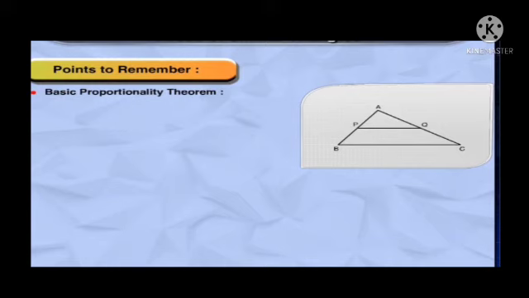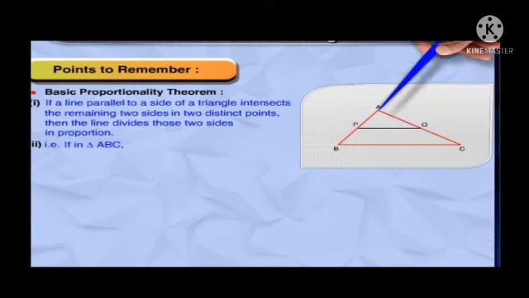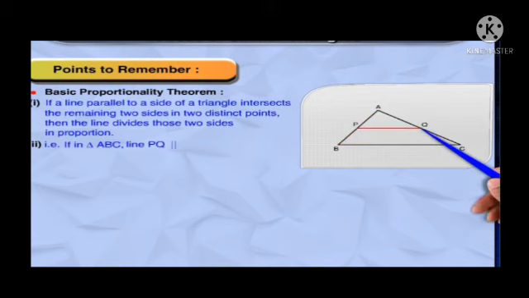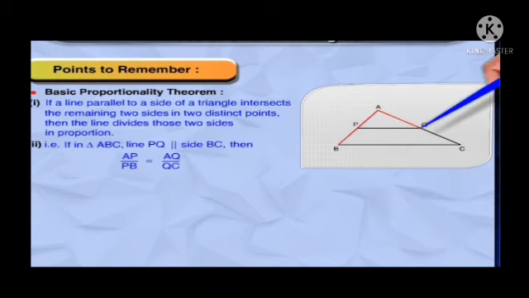Now, basic proportionality theorem. Here we know if a line parallel to a side of a triangle intersects the remaining two sides in two distinct points, then the line divides those two sides in proportion. That is, if in triangle ABC, line PQ is parallel to side BC, then AP upon PB is equal to AQ upon QC.